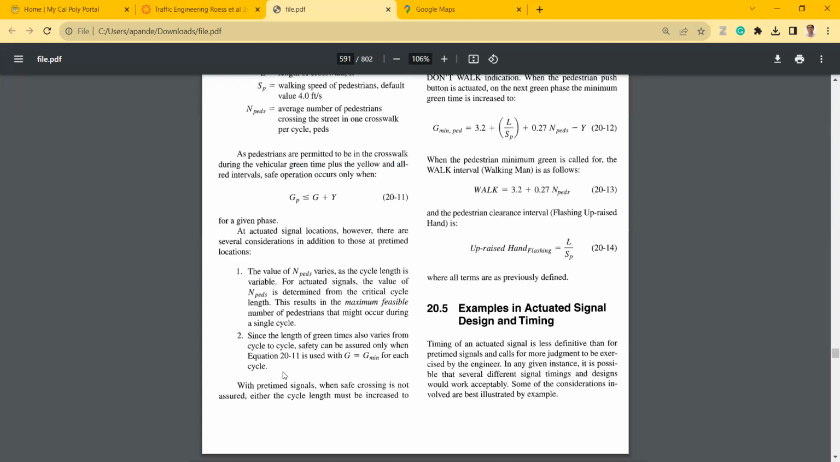Now, the value of NPEDs varies, and the cycle length is variable. This results in a maximum feasible number of pedestrians that might cross in the signal cycle. Green time varies cycle to cycle. Safety can only be assumed if your minimum green meets that requirement. Remember, our cycle length will change, our minimum green time will change, I mean, our actual green times will change every cycle. So this requirement that I showed you here has to be met for minimum green time for each cycle.